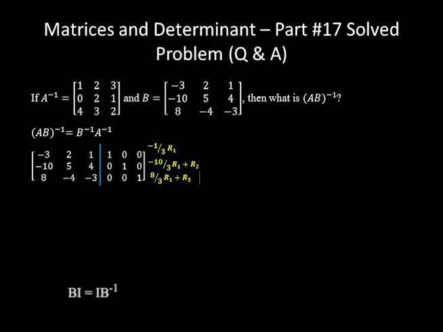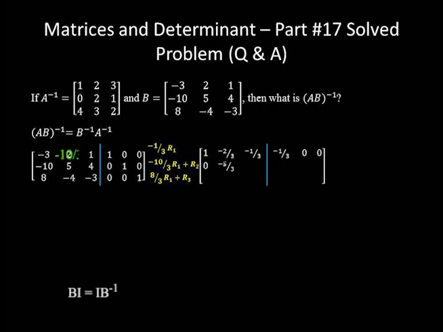Multiplying row 1 elements by negative 1 over 3 gives us 1, negative 2 over 3, negative 1 over 3, negative 1 over 3, 0 and 0. When we apply negative 10 over 3 times row 1 plus row 2, we will find negative 10 over 3 times negative 3 gives us positive 10. Positive 10 plus negative 10 equal to 0. Negative 10 over 3 times 2 equal to negative 20 over 3. Negative 20 over 3 plus 5 gives us negative 5 over 3.